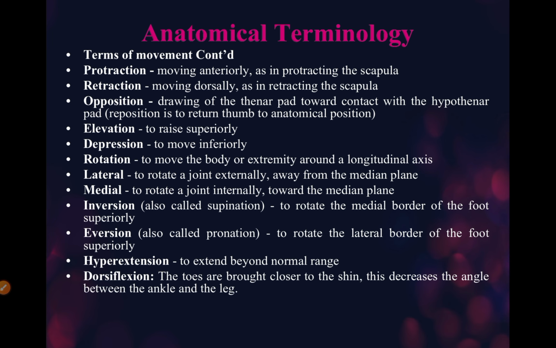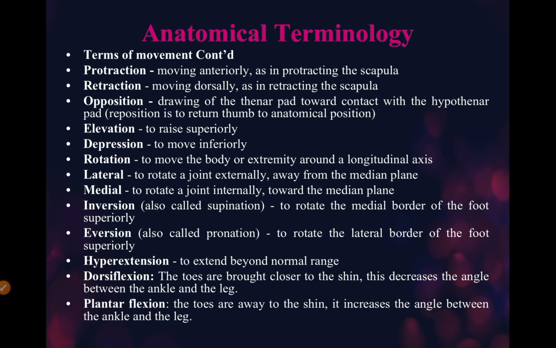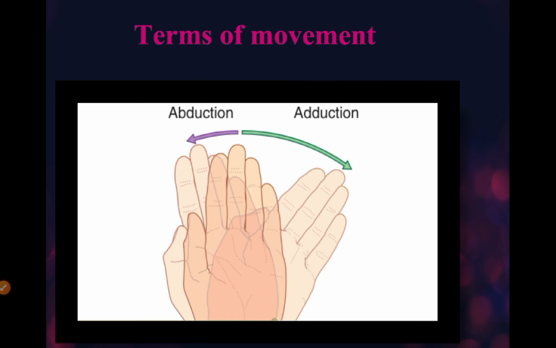So you have dorsiflexion. The toes are brought closer to the shin. This decreases the angle between the ankle and the leg. So we have plantar flexion. The toes are moved away from the shin. It increases the angle between the ankle and the leg. When something increases the angle between the ankle and the leg, we call it plantar flexion. And when something decreases that angle, we call it dorsiflexion. I'll show you all this with the diagram.